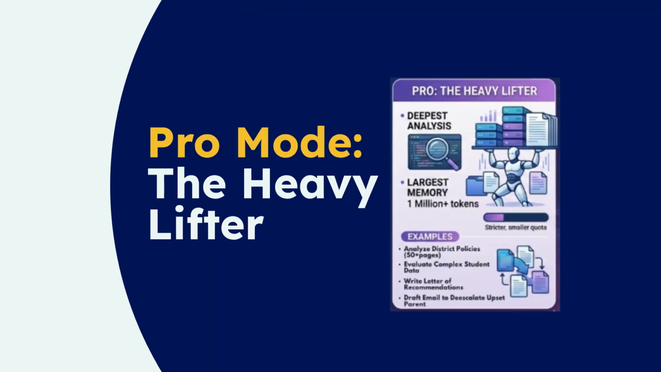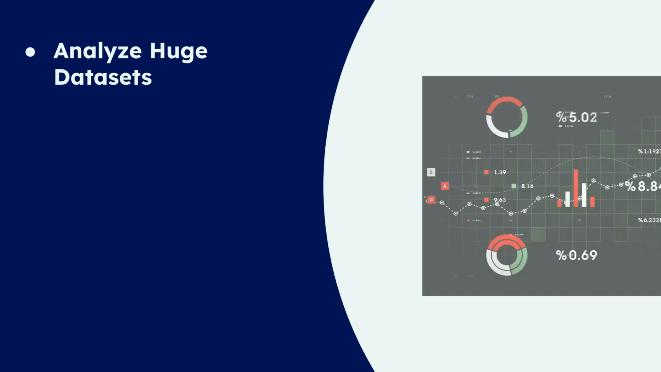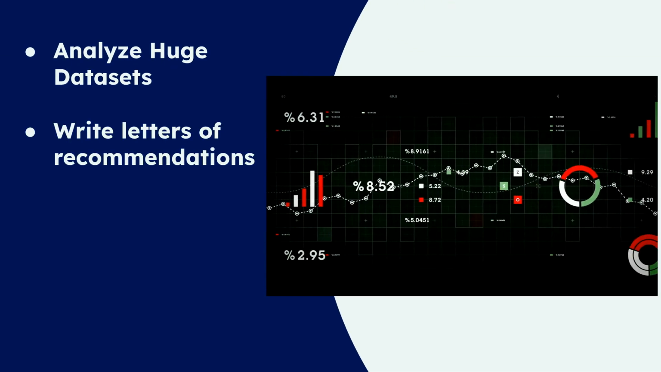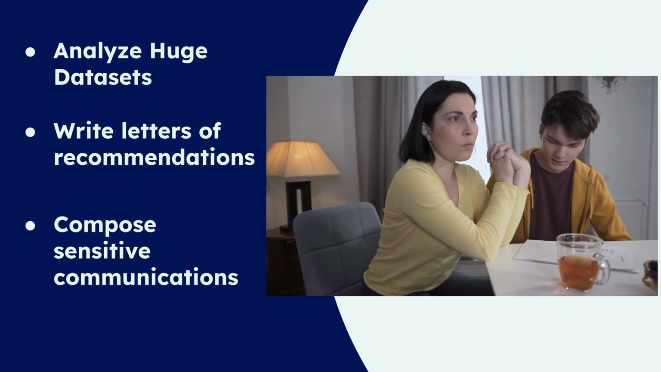Finally, we have Pro mode, the heavy lifter. This mode is powered by Gemini 3.1 Pro. Pro mode is best for analyzing huge data sets or drafting high-stakes, nuanced writing like de-escalating tenuous parent communications.